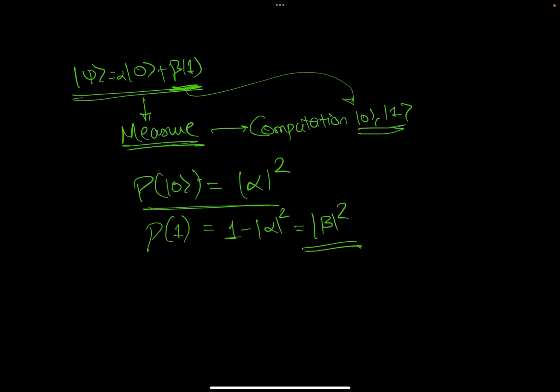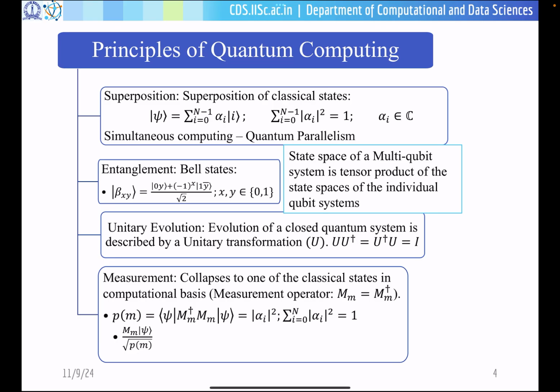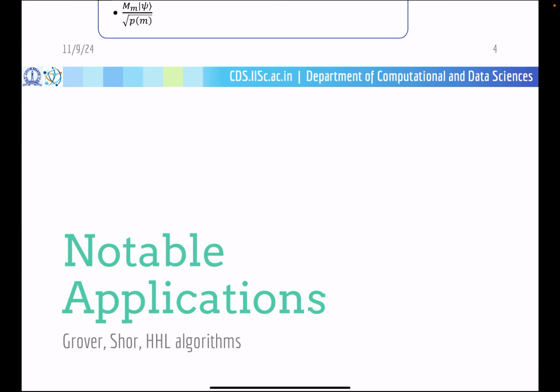That is, the probability of getting the classical state is the modulus of the corresponding coefficient squared. That's what the probability of getting that state means. And clearly, because the sum of the probabilities must be equal to 1, mod alpha squared plus mod beta squared must be equal to 1. This formulation is done in a more general setting over here. So let's now move on to the next part.